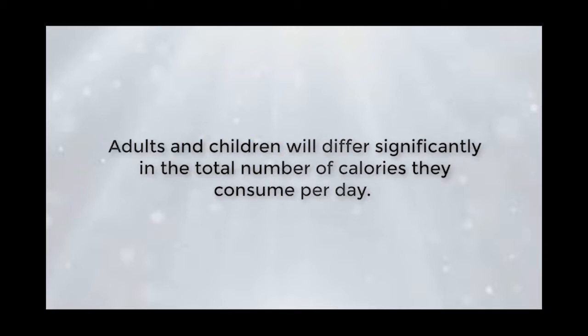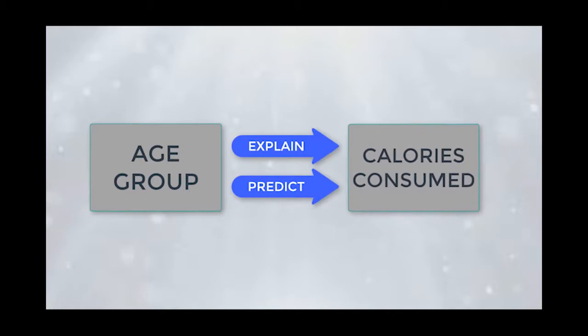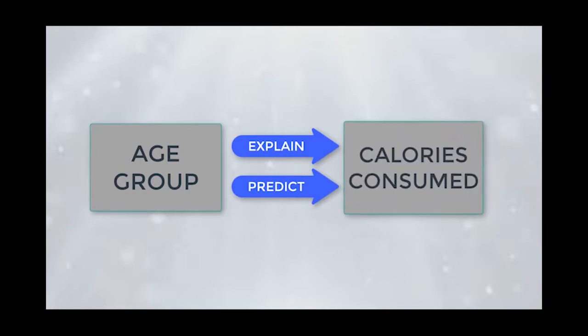This is a two-tailed hypothesis because of the word differ. And this indicates the researcher's belief that the groups will be significantly different, but it does not specify which group will be higher or lower. In other words, it could go either way, or either of the two ways, so it is called two-tailed. Going back to our diagram, we can see how the independent variable age group explains and predicts the dependent variable consumption of calories per day.